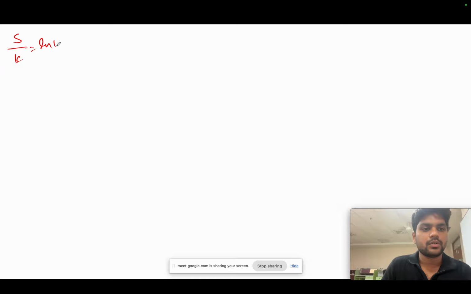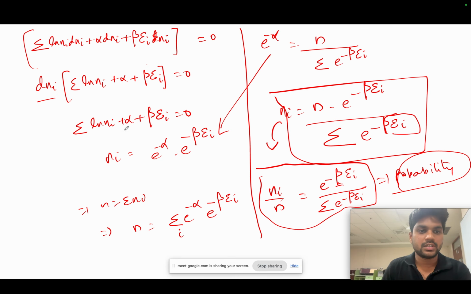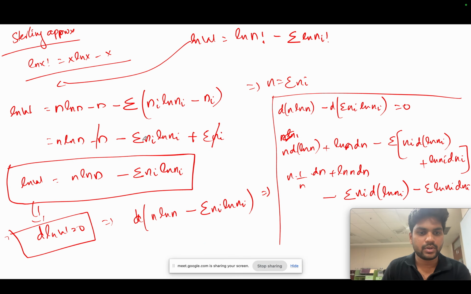S by k equal to ln W, and we know S by k equals ln N minus sigma Ni ln Ni. So this we are getting from here. If you remember this equation, I am using it here.